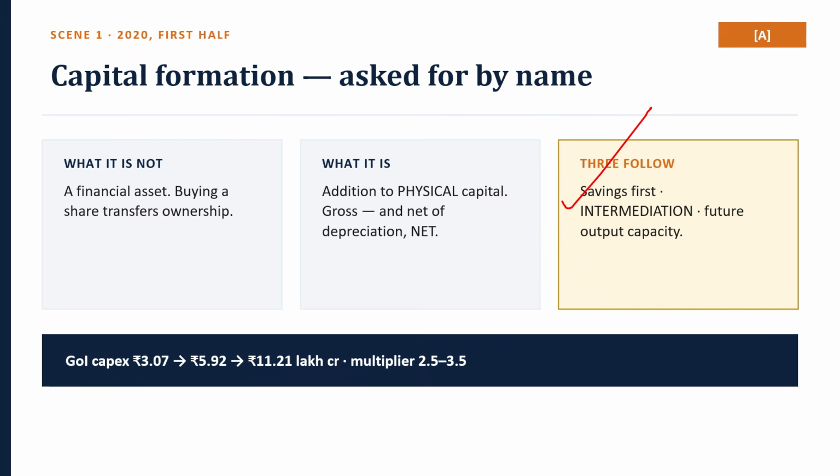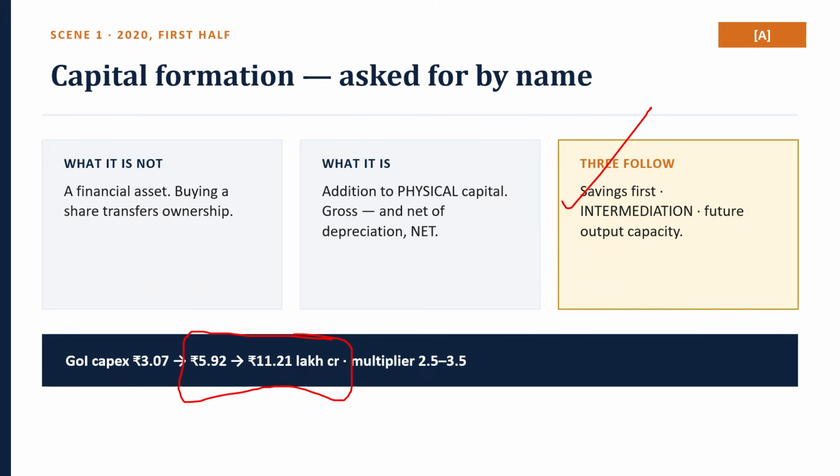Now connect it to the paper. When the Union Budget separates revenue expenditure from capital expenditure, it is separating consumption from capital formation. When the Economic Survey says the Government of India's capital outlay rose from 5.92 lakh crore in financial year 2022 to 11.21 lakh crore in financial year 2026 budget estimates, it is describing public capital formation.